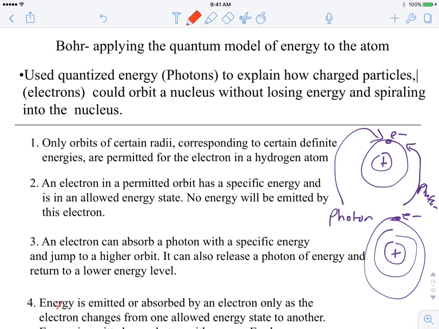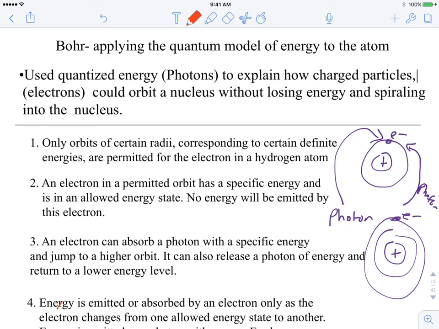So what did Bohr's model look like? And I know I said this last time, I want to go through it again with you. First of all, he said that the electrons can only have certain orbits, and these orbits have a certain amount of energy. The only way that an electron can move between orbits is if they absorb energy. So when the electron is in a permitted orbit, it'll have a specific amount of energy, and no energy will be emitted or absorbed by that electron.